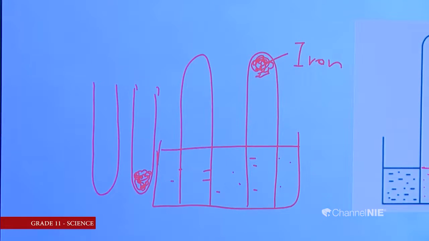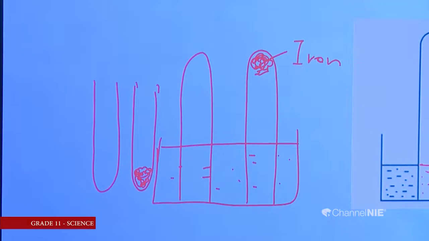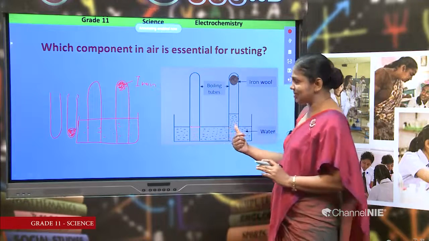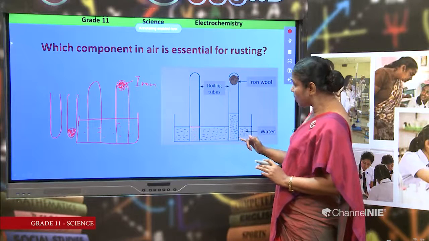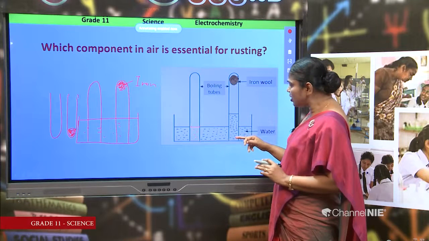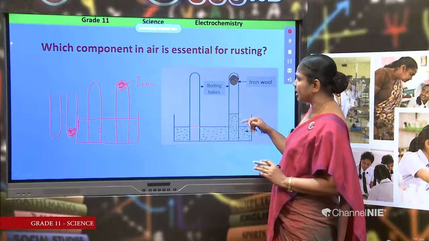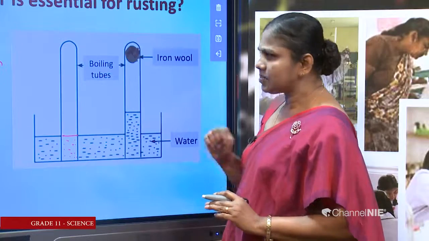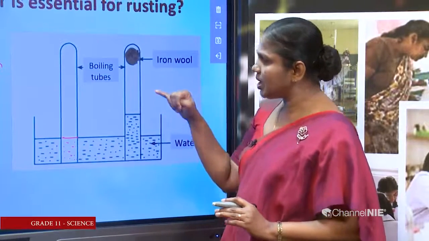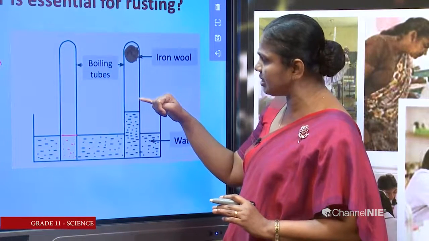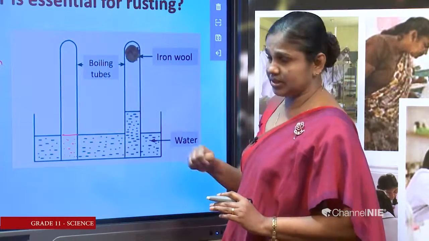Okay, right. After arranging this setup, you have to keep this few days, 2 or 3 days. Then what can you observe? You can observe only in this particular test tube with iron wool, water has gone up. Iron wool also has rusted, right. That means for rusting purpose, one component of air, a certain air gas component in this tube has been used.